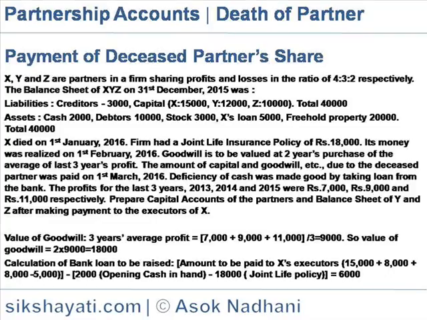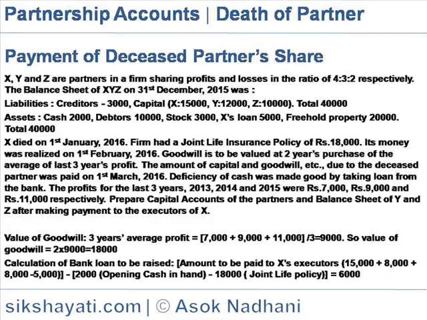So the total liability side is 40,000. Assets: cash 2,000, debtors 10,000, stock 3,000, X loan 5,000, freehold property 20,000, total asset side 40,000. X died on 1st January 2016.